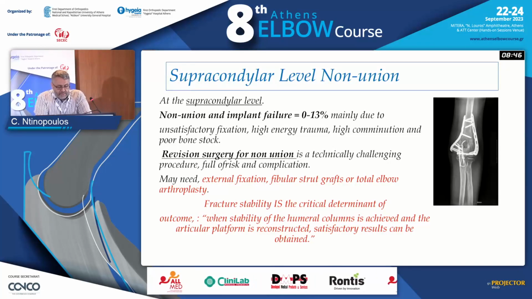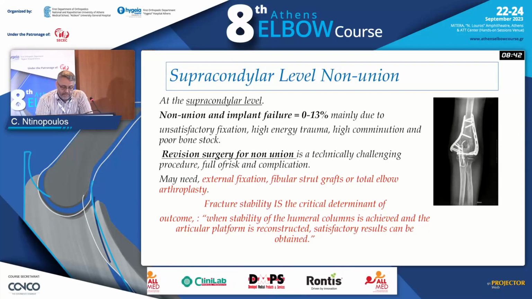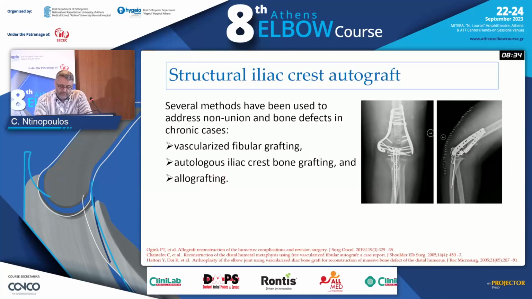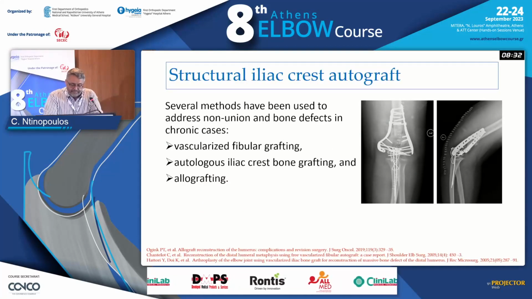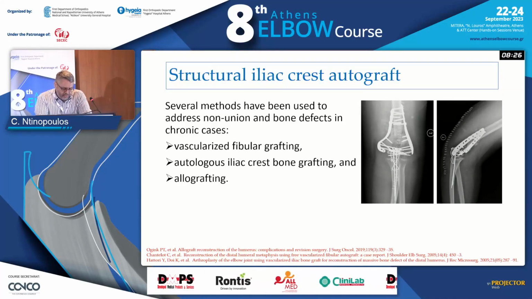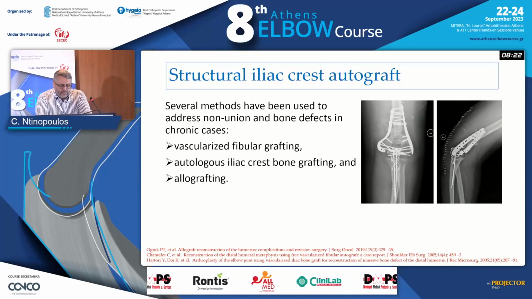So fracture stability is the critical determinant of the outcome. We should end our operation by feeling that the whole construction is stable enough to withstand the rehabilitation. Several methods have been used to address non-union and bone defects in chronic cases. As already mentioned: vascularized fibular grafts, autologous iliac crest bone grafting, and allografting.